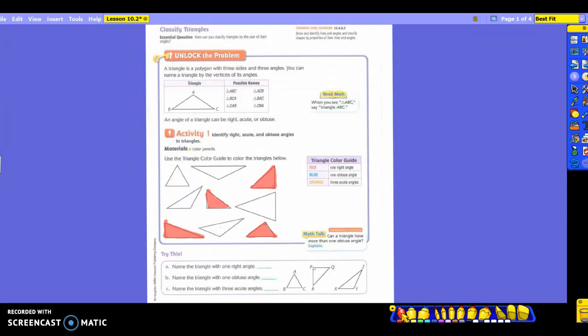And what are we looking for here? One obtuse angle. So we're looking for obtuse triangles. So you're going to look and find me something that has an obtuse angle. We know that obtuse angles are larger than your right angles. Morgan, show me where one is, please. Top middle, yes.